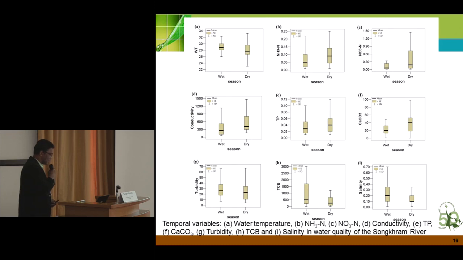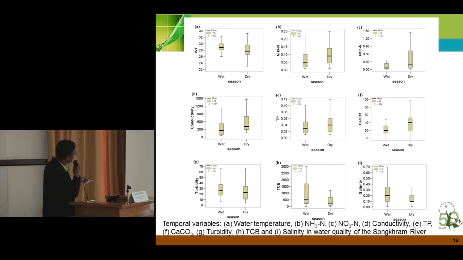So this is the box plot of these 9 water quality variables. I will just explain one or two. You can see here the box plot of the water temperature in the wet season and dry season. The water temperature in the wet season varies from about 25 to 32 degrees centigrade, but in the dry season it is from 22 to almost 32. So there is a large variation of the water temperature between the wet season and dry season.